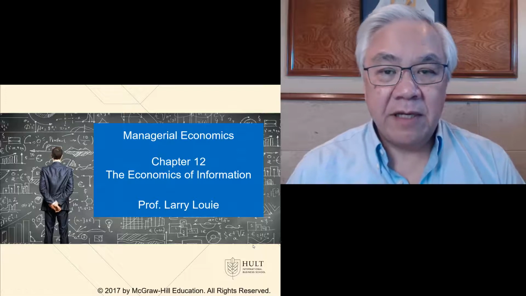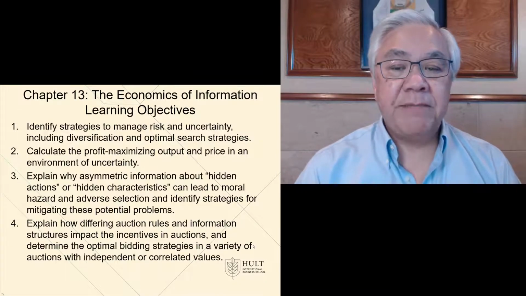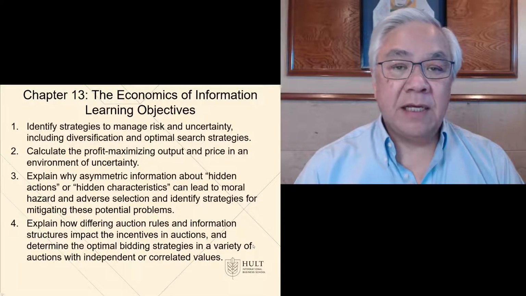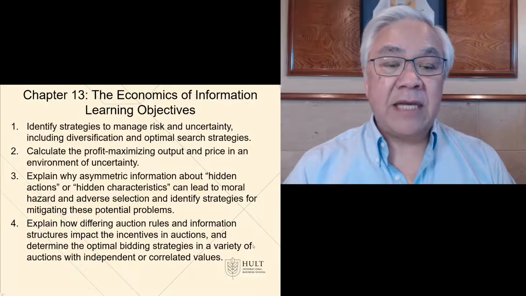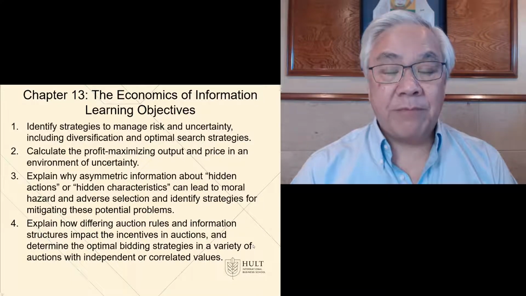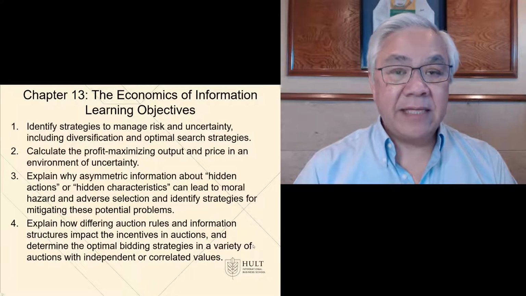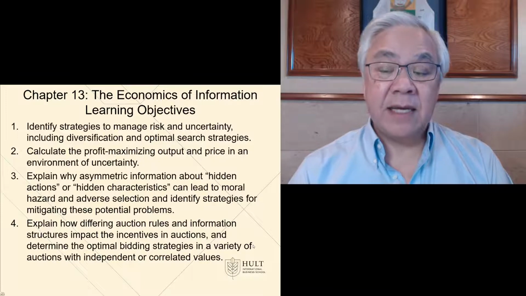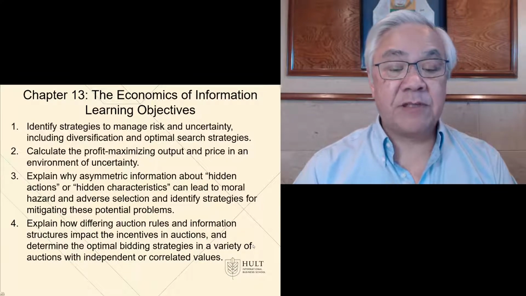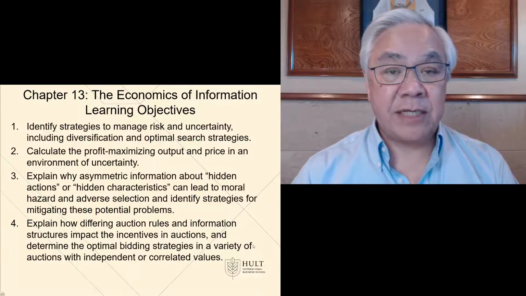Chapter 12 is on the economics of information. Our learning objectives are to look at strategies to manage risk and uncertainty, including diversification and optimal search strategies. Second, calculate the profit maximizing output and price in an environment with uncertainty. Third, explain why asymmetric information about hidden actions or hidden characteristics can lead to moral hazard and adverse selection, and identify strategies for mitigating these potential problems.